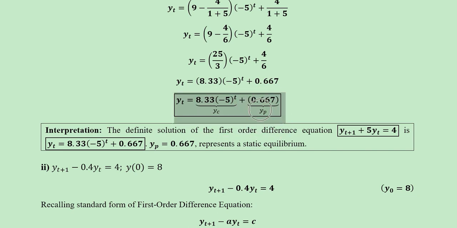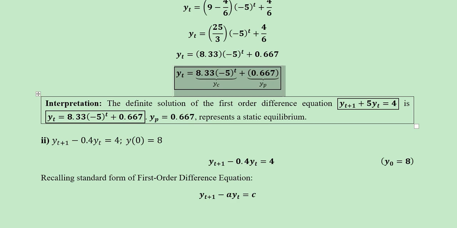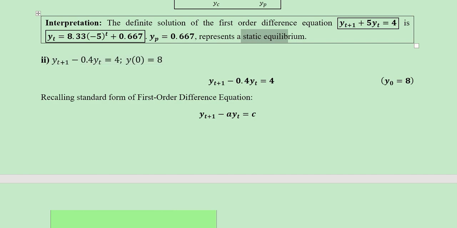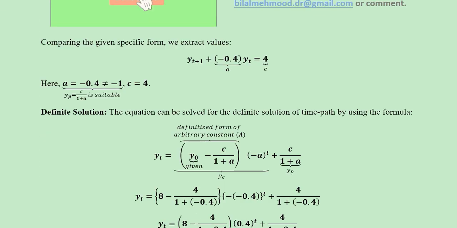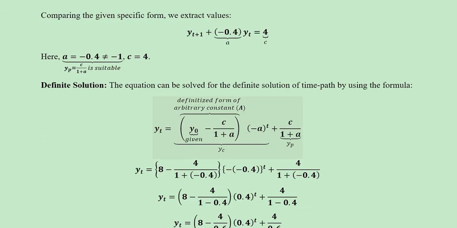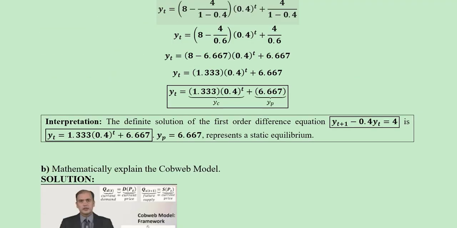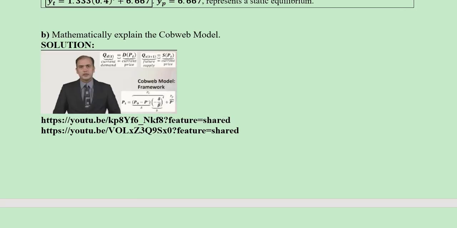Yp is there and yc. Deviation and equilibrium both are there. Now we see that this is a static equilibrium because the equilibrium does not have any variable of time in it. It's just a constant. Another question will be solved, and you can pause the video and try to do this on your own as well. However, the solution is given, a very similar sort of solution that you can do.